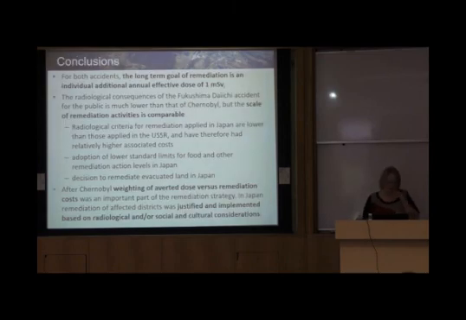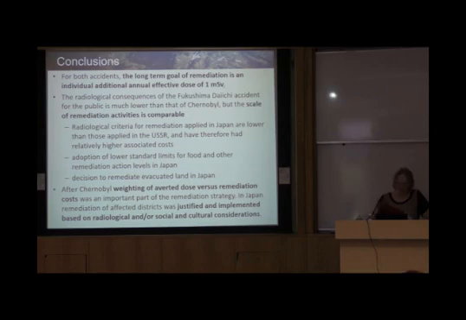So to conclude, for both accidents, we have this long-term goal of remediation of an individual annual effective dose of 1 millisievert. But the radiological consequences of the Fukushima Daiichi accident for the public is much lower than that for Chernobyl, for reasons which I hope we've explained. But the scale of remediation is comparable. It's similar. This is because the radiological criteria for remediation applied in Japan are lower than those applied in the USSR, and so they have relatively higher associated costs.